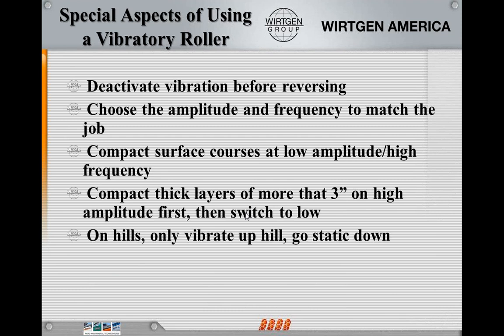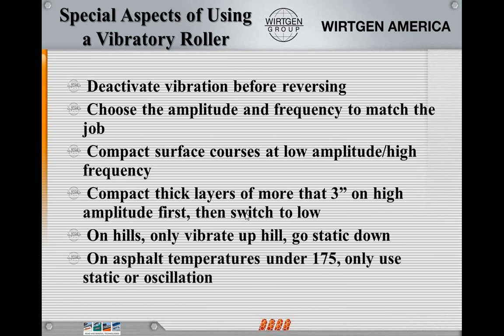On hills, especially if they're steep hills, we want to vibrate uphill, but we want to come back down static. If we vibrate coming downhill, we're going to end up having that mix all the way at the bottom of the hill. So we do not want to vibrate going down. Now, typically 175 degrees Fahrenheit is where we talk about stopping the use of vibration before it starts damaging the mat. And if that's the number that we're going to look at, that's where we can still have enough temperature in the mat that we can move it. Oscillation works well, but normally we're going to be going to static as well.